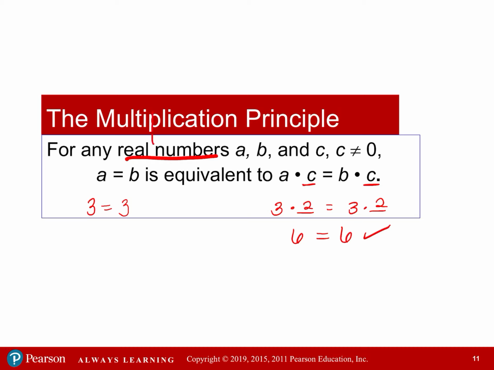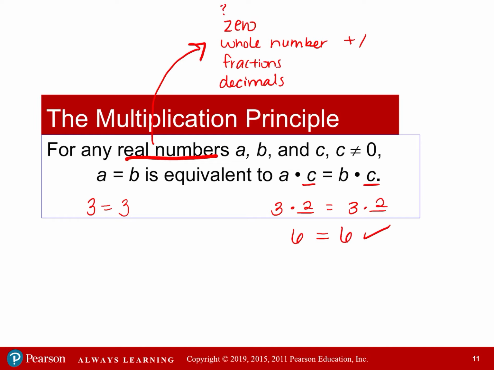Now let's talk about real numbers. What is a real number? It doesn't refer to like a fake number or a real number. Real numbers include 0, whole numbers, both positive and negative. It includes fractions and decimals. That is a real number. And it also includes irrational. Does it include rational? Question mark. I'll get back to you on that. So these are numbers that we can work with.